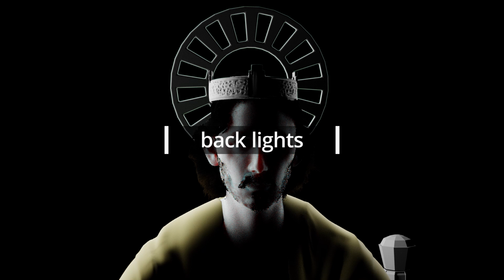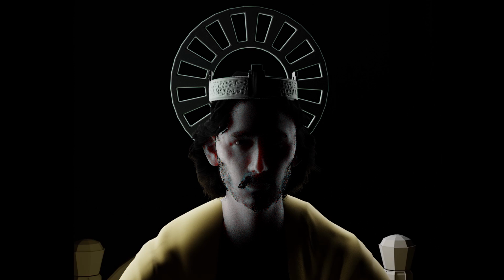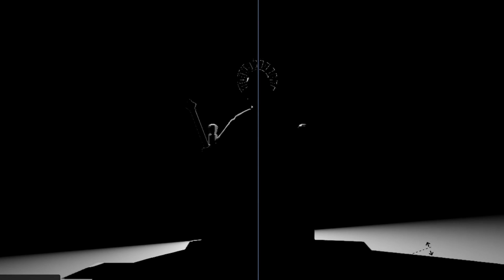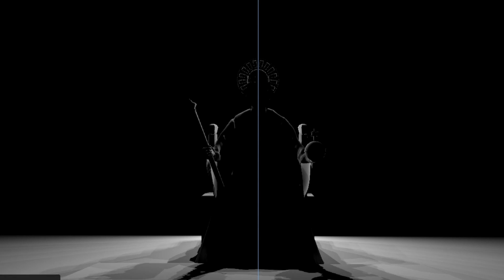The backlights. Backlights light the subject from behind and are usually employed to add definition to a character's hair. If the backlight is positioned so that it also illuminates the side of an object, it is known as a kicker. A backlight that illuminates the contour of a subject is known as a rim light.